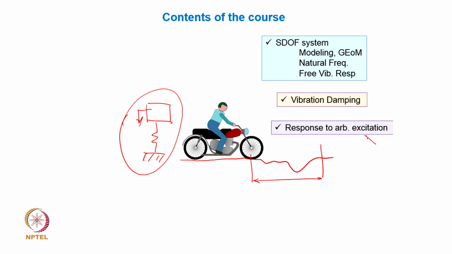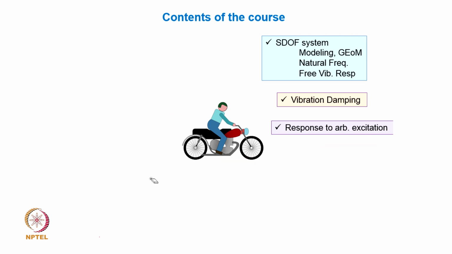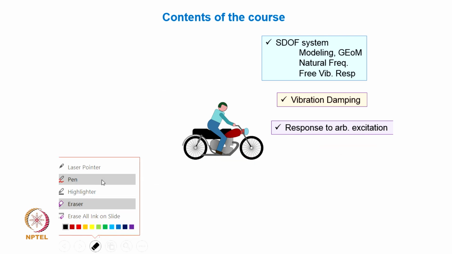Whereas, in the second case, when we look at the response to arbitrary excitation, what is going to be the response after it encounters this kind of a road profile, which is transient in nature, in the sense that it exists only for a short period of time? Once it goes through this kind of a profile, what is the response after it goes through it? That is going to be the topic number 3.